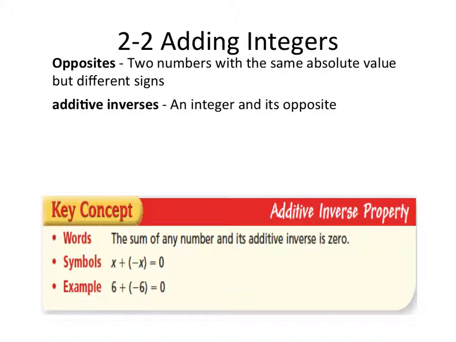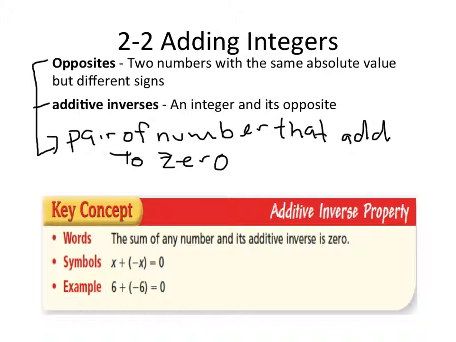Before we start, let's introduce two key terms: opposites, two numbers with the same absolute value but different signs, and additive inverses, an integer and its opposite. These two key terms are basically the same. They basically mean a pair of numbers that add to be zero.